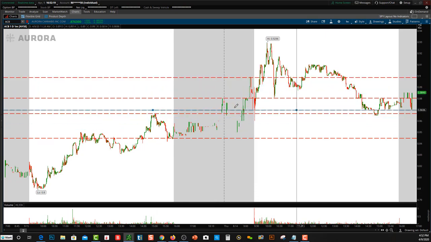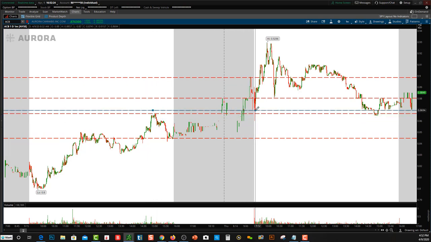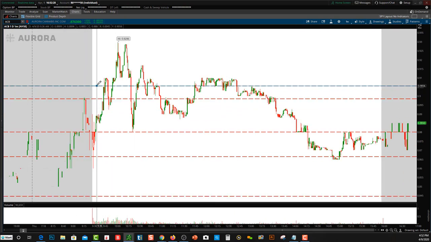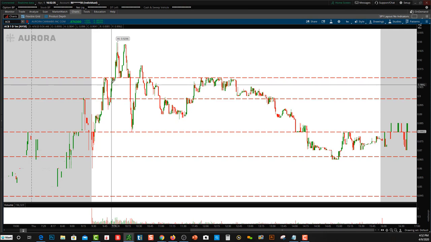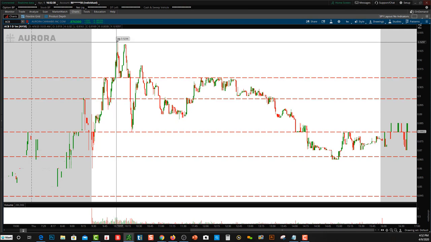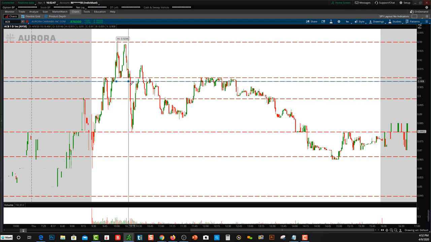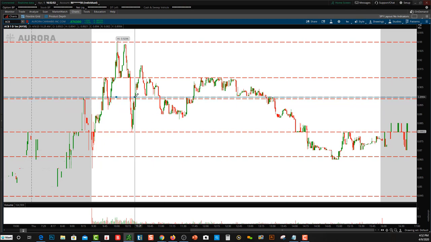It fell, it bounced off the previous day's high, went back up, and then what did it do? It broke the pre-market high, went up, created a high here, came back, retested the pre-market high, failed a little bit, went back up, retested, broke out, created a new high. Breaks out, comes back down, retests, goes back up to resistance, comes back down to support. Fails support, fails support, fails support, gets a bounce, goes back up.